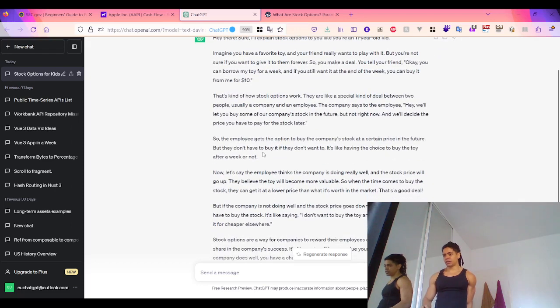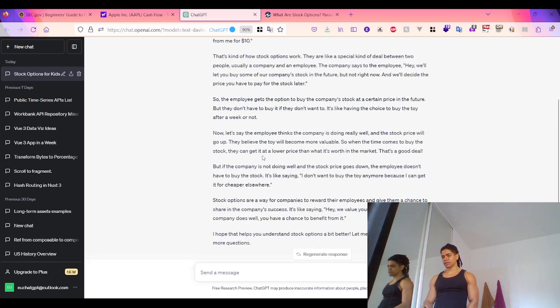So the employee gets options to buy company stock at a certain price in the future, but they don't have to buy it if they don't want to, of course. It's like choosing whether to buy the toy after a week or not. Now let's say the employee thinks the company is doing really well and the stock price will go up.